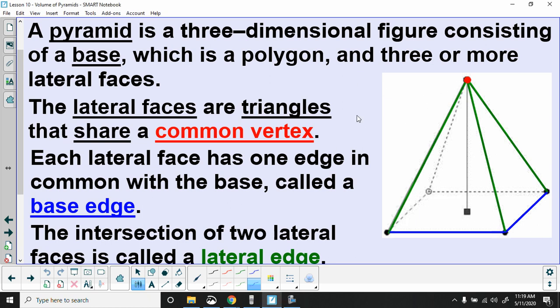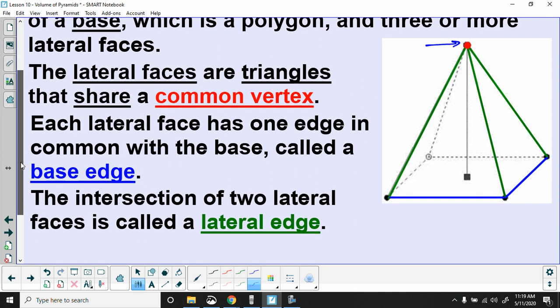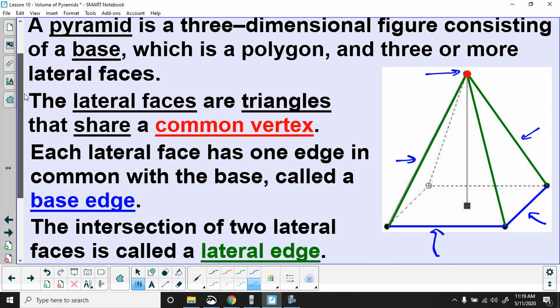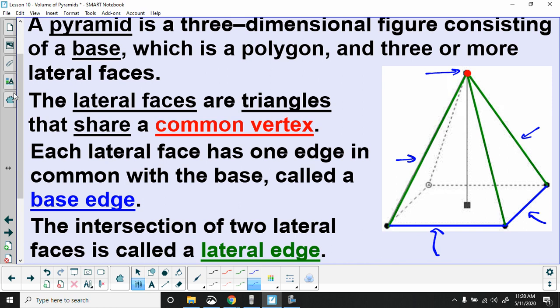See, try to keep it color-coded, red for vertex. Each lateral face has one edge in common with the base called a base edge. Again, in blue here. See, it's all the way around it. And the intersection of two lateral faces is called the lateral edge. See, it's in green, color coding. That's pretty good. So, pause the video if you need to.